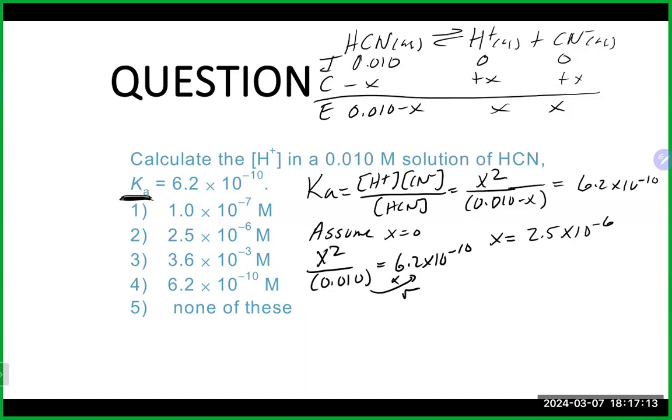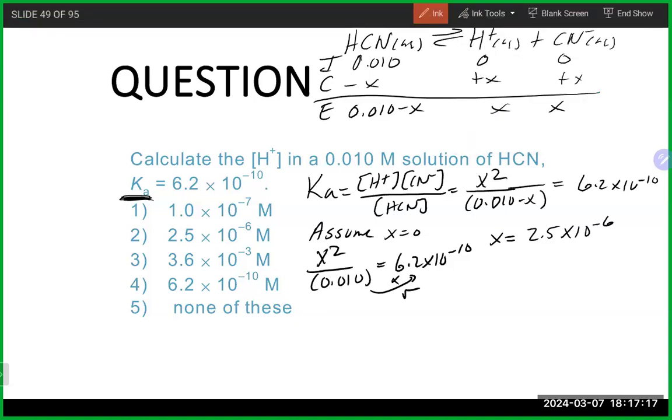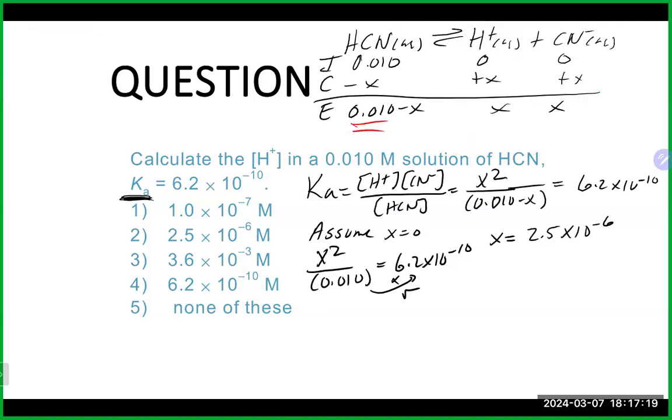Again, we do need to check it. So to check it, we divide it by whatever we were going to subtract it from, which is that number. So we'll take that, divide it by 0.01, times it by 100%. And I think you're good. I don't even think you're anywhere near 1% in this case. You're like 0.002%, so you're really good in this case.